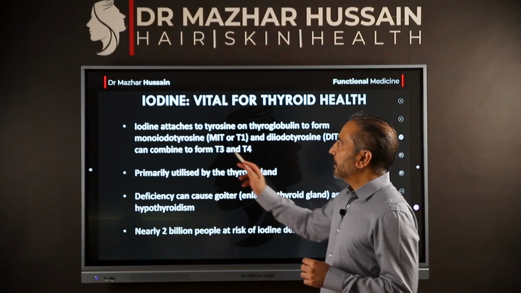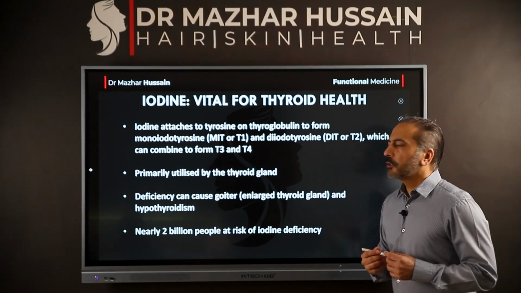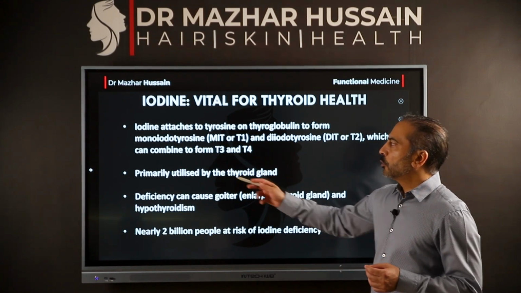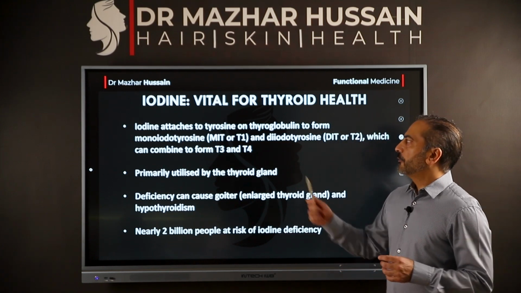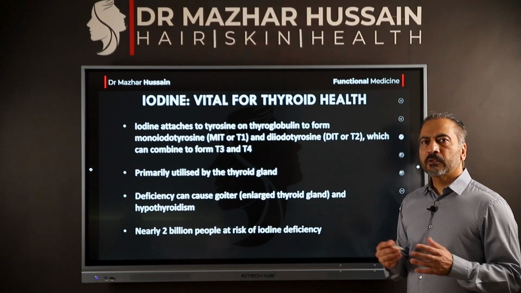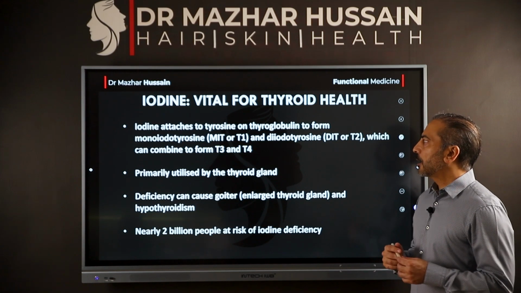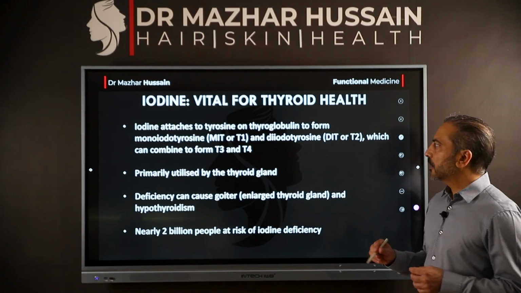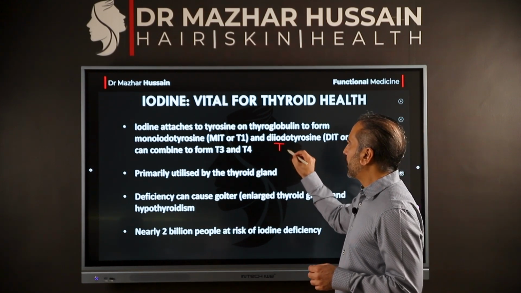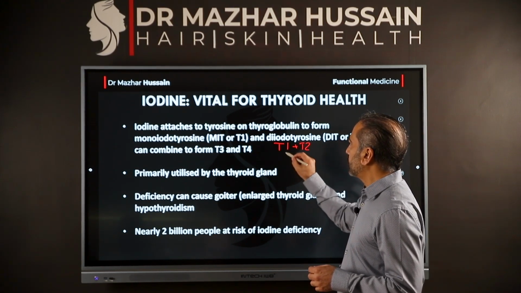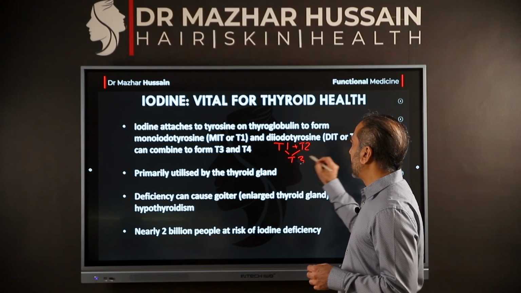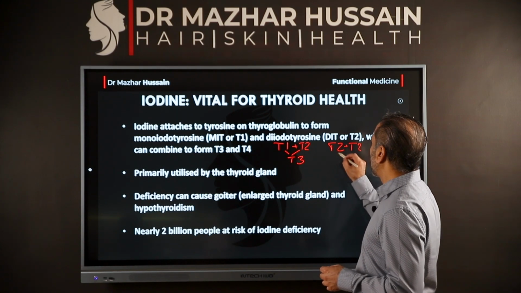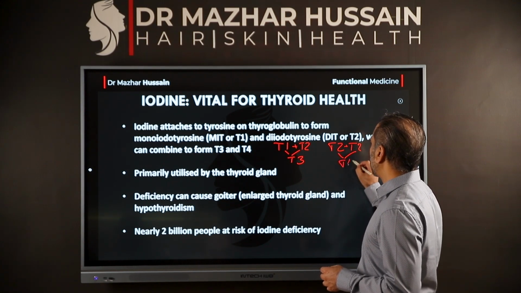Anyway, iodine attaches to tyrosine on the thyroglobulin in the thyroid gland and forms monoiodotyrosine. Or if two iodine molecules attach, then we call it diiodotyrosine, T1 and T2. Those two can then go together. For instance, T1 goes together with T2 and forms T3, and T2 can go together and form T4.